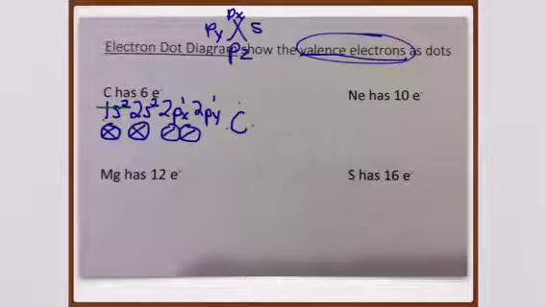Okay, neon. Why don't you go ahead and do it? Pause, and then come back, and I'll write it out for you, and you can check yours. Okay, hopefully you've written it out. And let's see if it looks like mine.